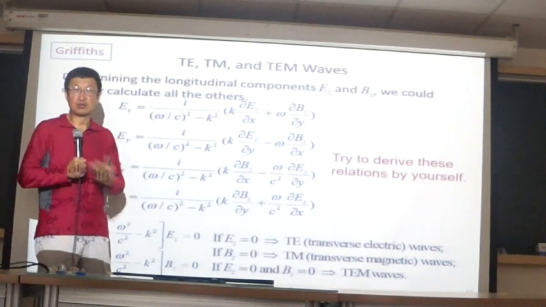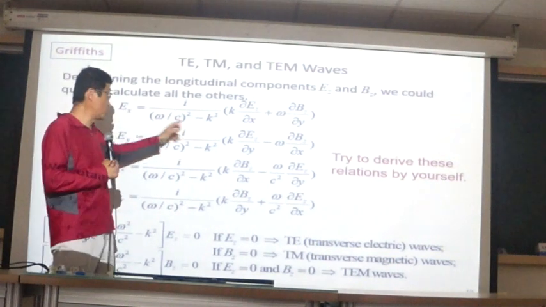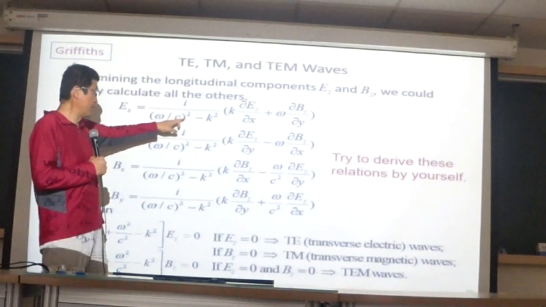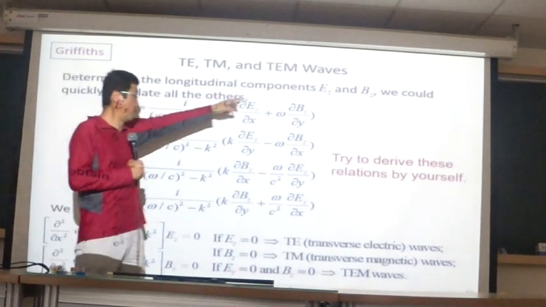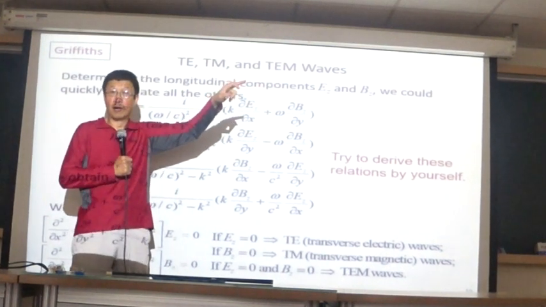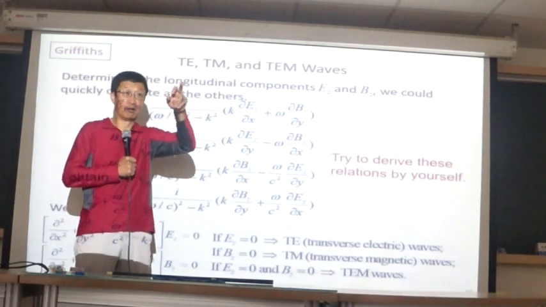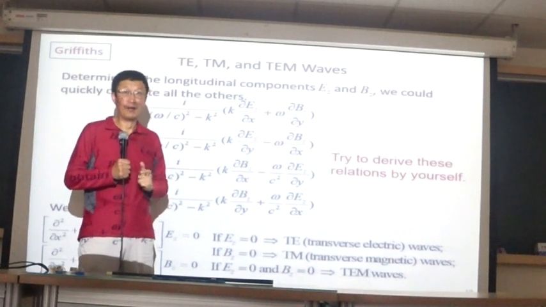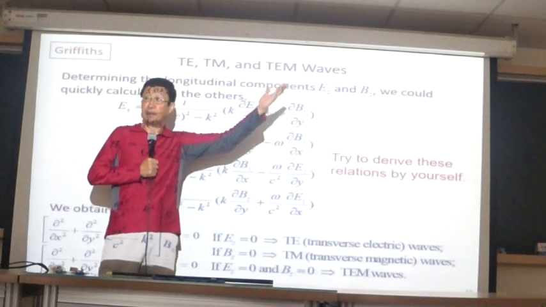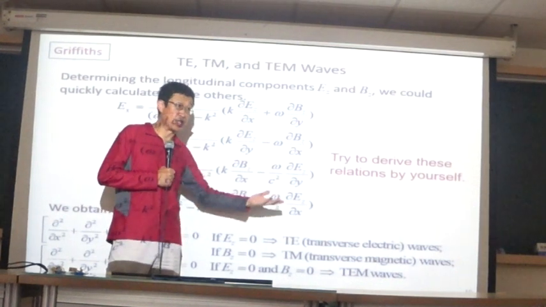So you say the trivial solution is 0. But remember, if the numerator is 0 and the denominator is also 0, 0 divided by 0 is undetermined, right? 0 over 0. What's that? In that case, you should go back to the previous page, starting from the very beginning, from the Maxwell equations.